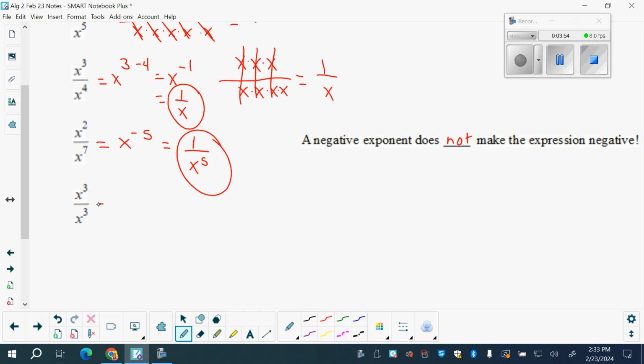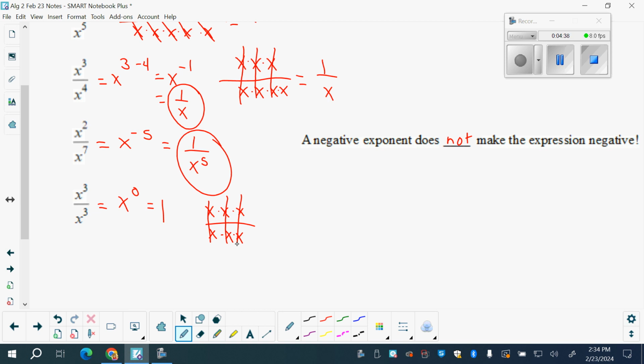Okay, so what about x to the 3rd over x to the 3rd? If we subtract here, we get x to the 0. What's x to the 0 equal to? It's 1. Okay, let me show you why, in case you didn't think about that. So we have 1 pair, 2 pair, 3 pairs, and when we're crossing them out, 1s are left. So it's just equal to 1. Same thing on the top, same thing on the bottom. So it's equal to 1. Okay? So anything with an exponent 0 is going to be equal to what number? 1.